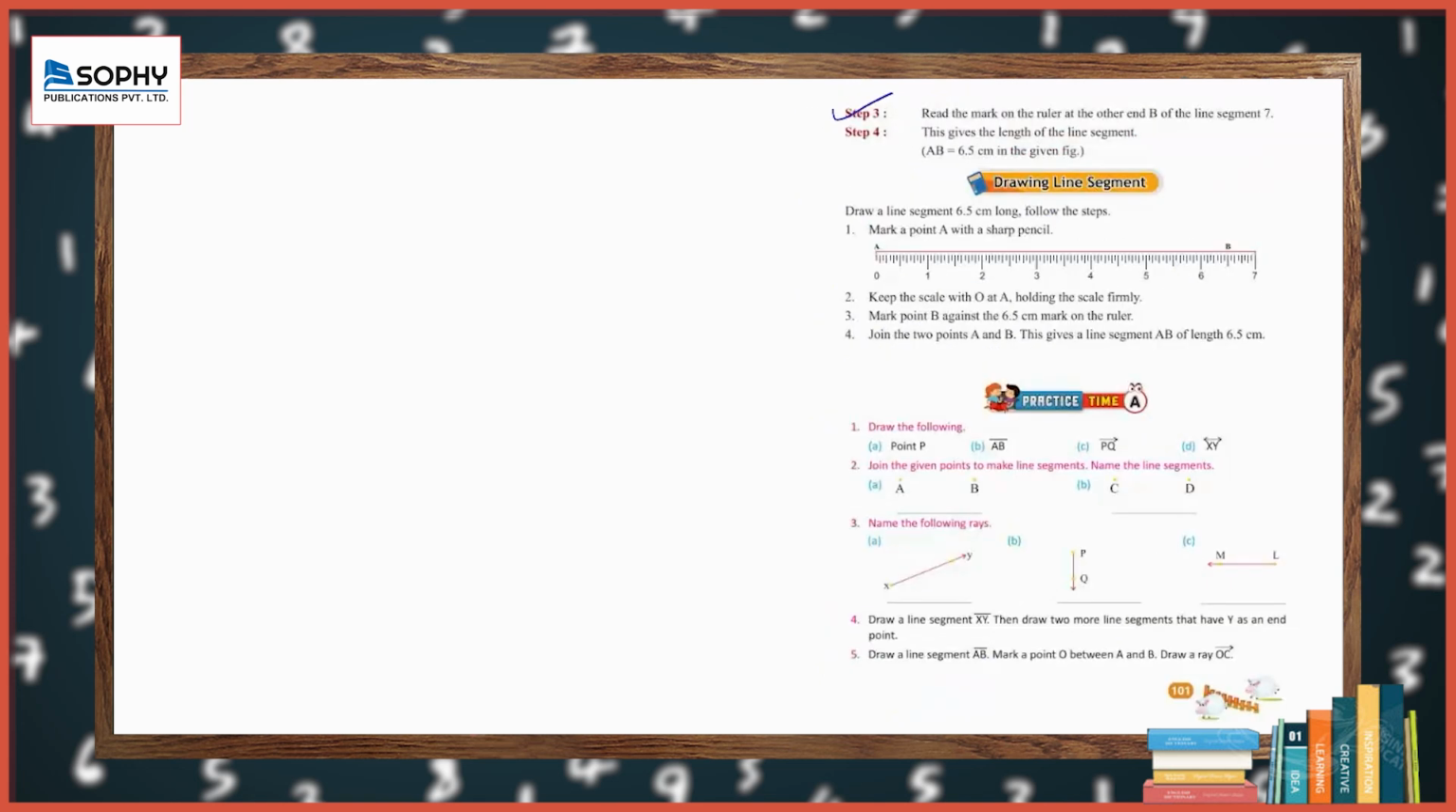Step 3 says that we have to read the mark on the ruler at the other end B of the line segment. Step 4 says that this gives the length of the line segment AB as 6.5 cm in the given figure. Now let's start with drawing a line segment. We have to draw a line segment 6.5 cm long. We have to follow the steps.